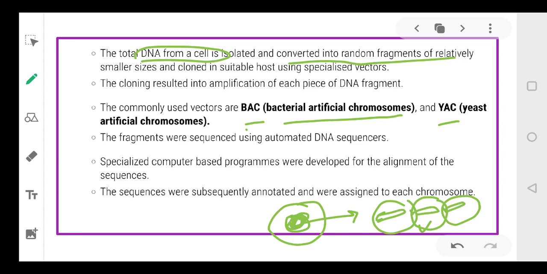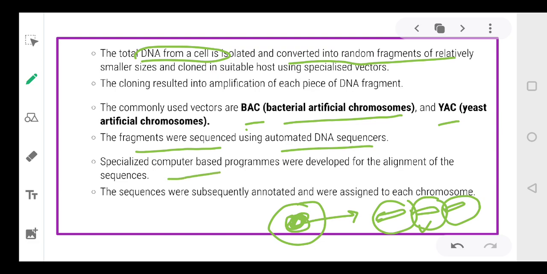Bacterial artificial chromosome, and next is yeast artificial chromosome. These two will be utilized as vectors. Then these fragments will be sequenced using the automated DNA sequencers, right? We will be using automatic DNA sequencers, and the sequence of these fragments will be determined, like A, T, G and C, what is the particular sequence in these small fragments of DNA.